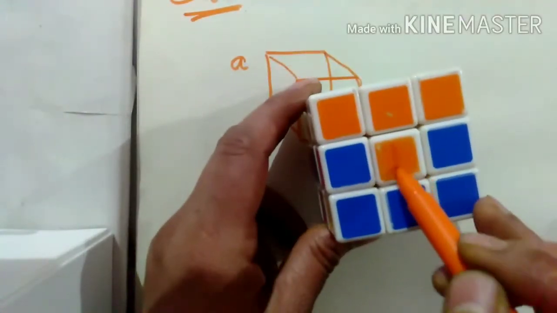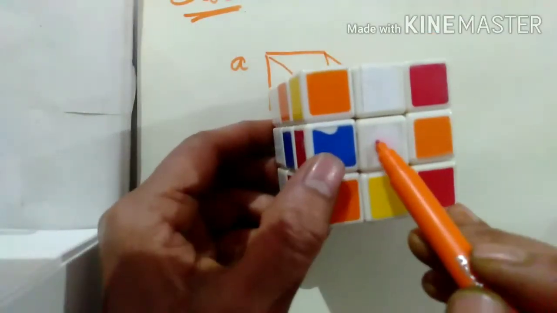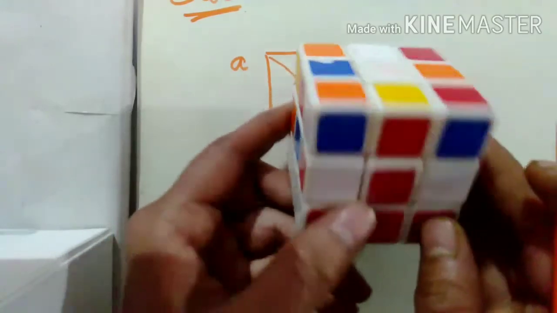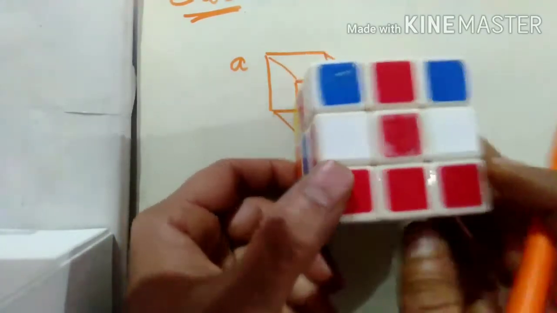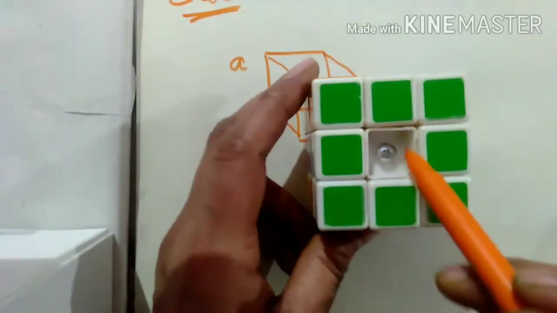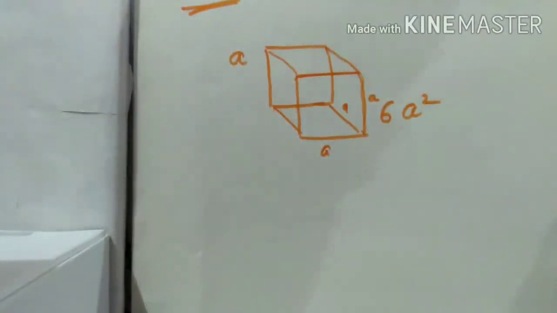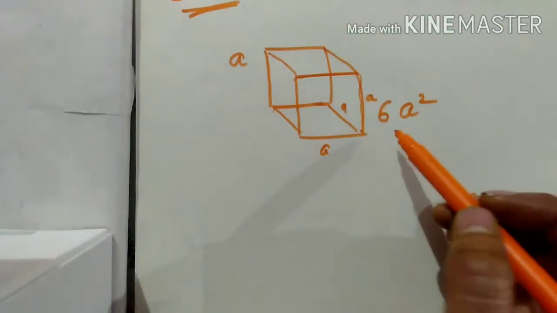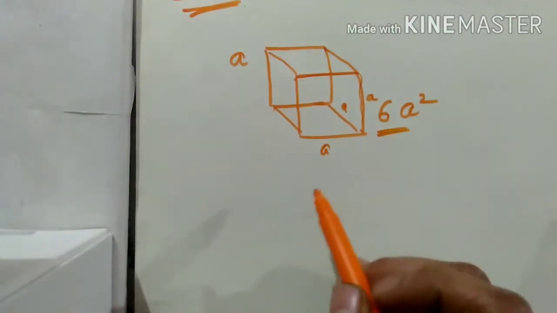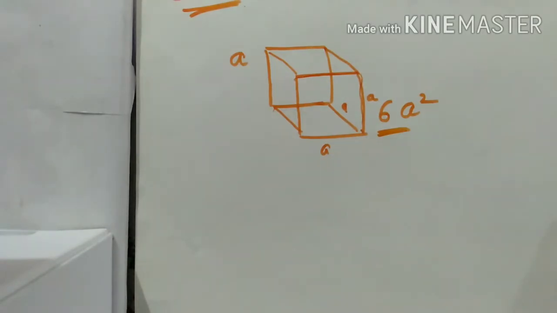First face, second face, third face, fourth face, then fifth face and sixth face. So a total of 6 faces are there. These 6 faces form the area as 6A square.